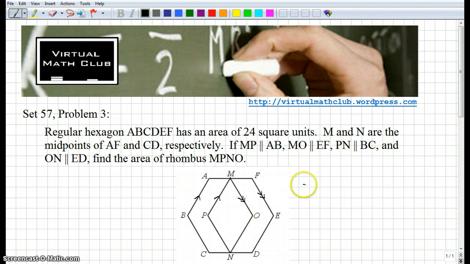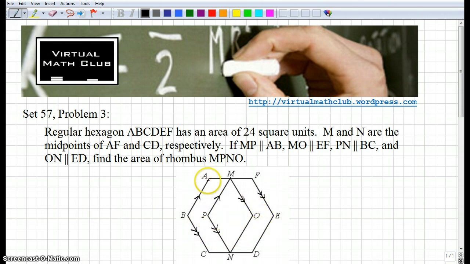Now, one thing, in a hexagon, we have three sets of parallel sides. Okay, so BC and EF are parallel. Alright, and so if EF is parallel to BC and BC is parallel to PN, then all of these four sides, MO, FE, PN, and BC are all parallel. So I'm going to use the same hash marks here. Alright, so those are all parallel to each other.